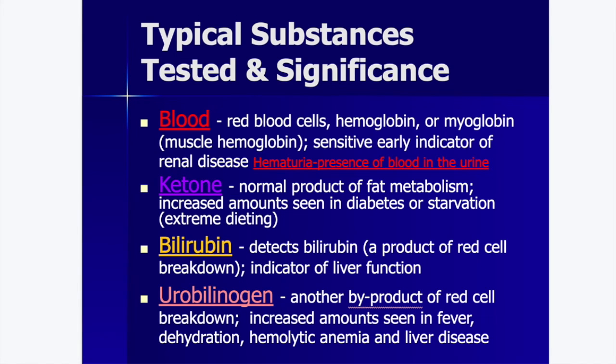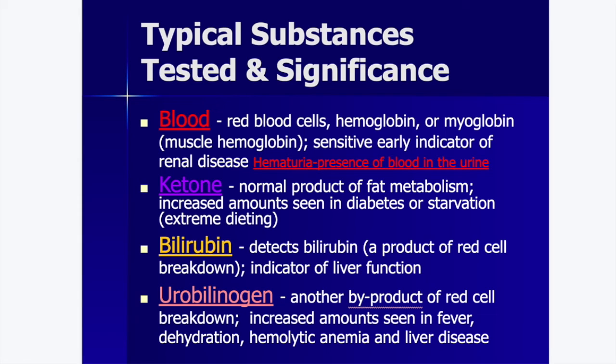Blood, you might see red blood cells, hemoglobin or myoglobin. It is a sensitive early indicator of renal disease. So if you find blood in a urine sample, that could show that a person is going to be developing kidney disease or is in the early stages of that. Just to point out a term here, hematuria is the presence of blood in the urine. We'll need that term later on.